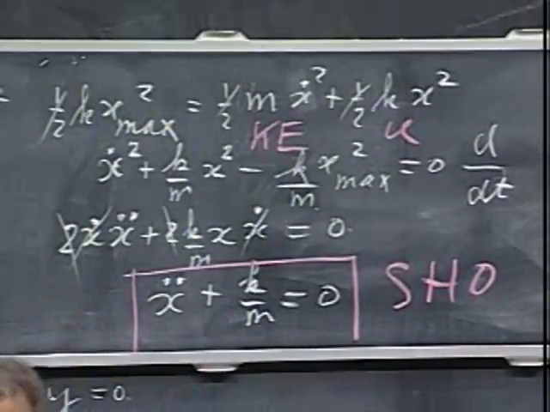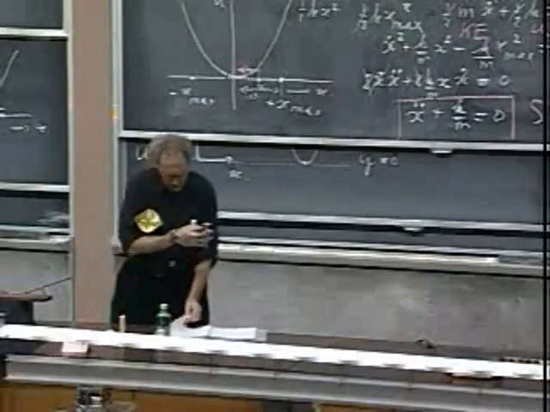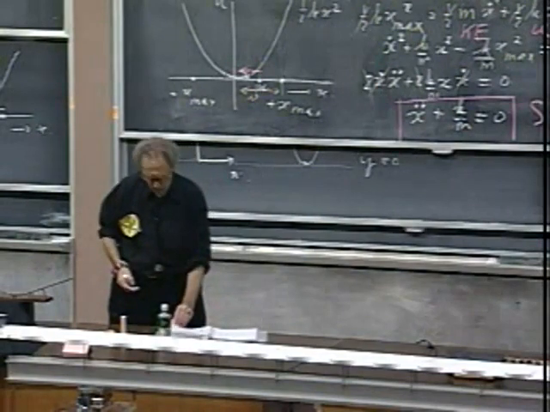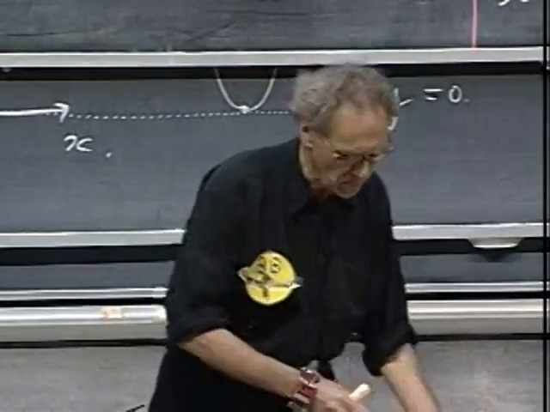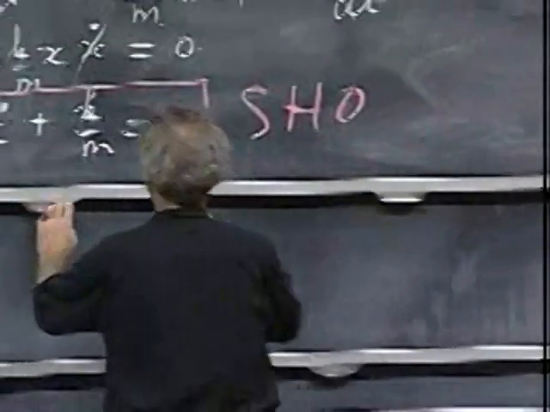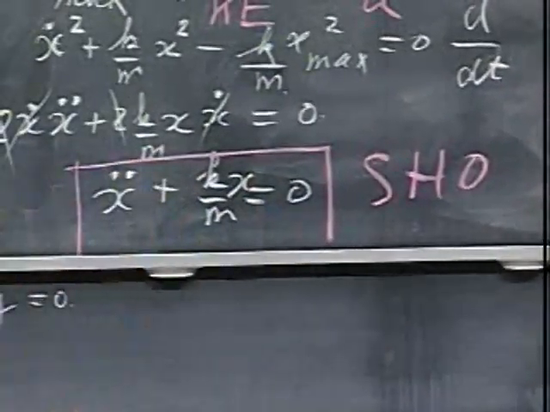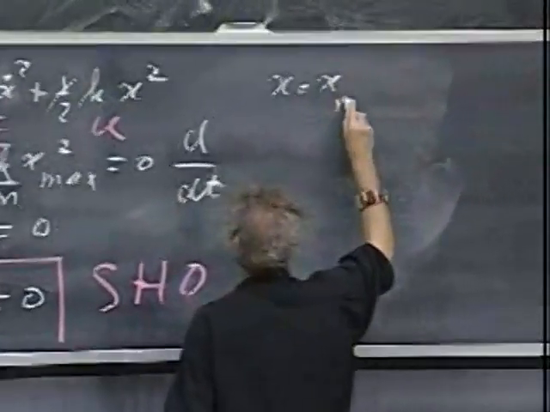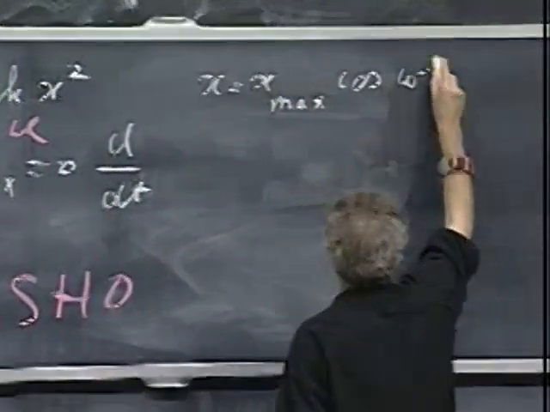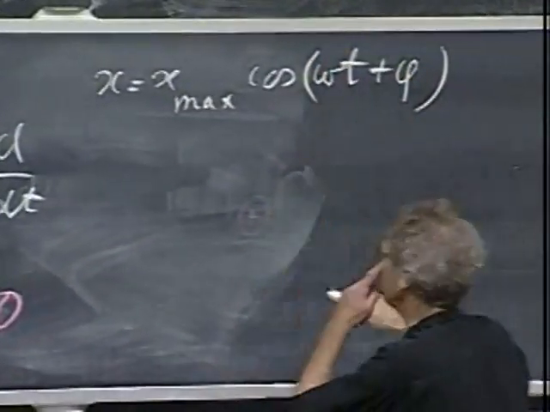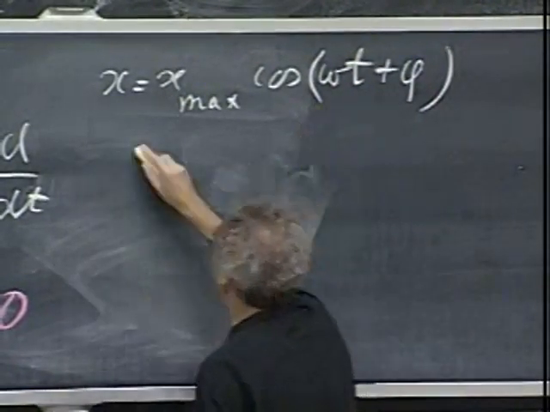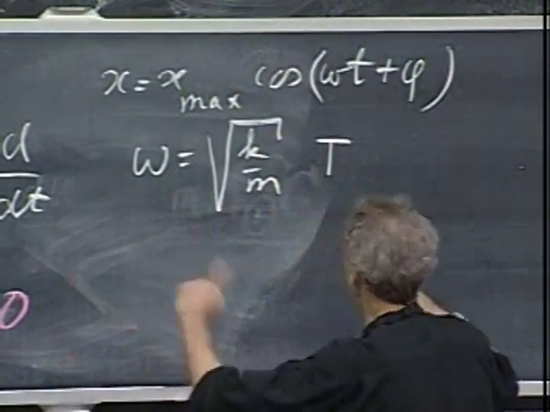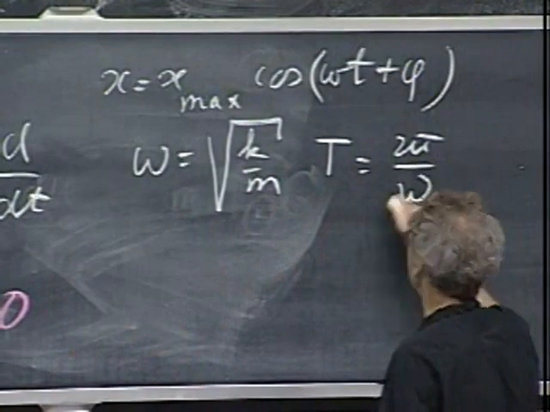You've seen this equation before. We derived it in a different way. We didn't use forces today. We only used the concept of mechanical energy, which is conserved. We know the solution to this equation. Thank you very much. The solution is x equals x max times the cosine of omega t plus phi. This is the amplitude, and omega equals the square root of k over m, and the period for one oscillation equals 2 pi divided by omega.